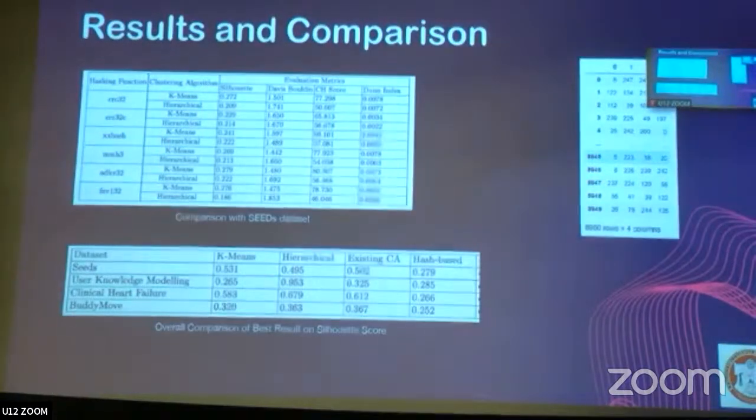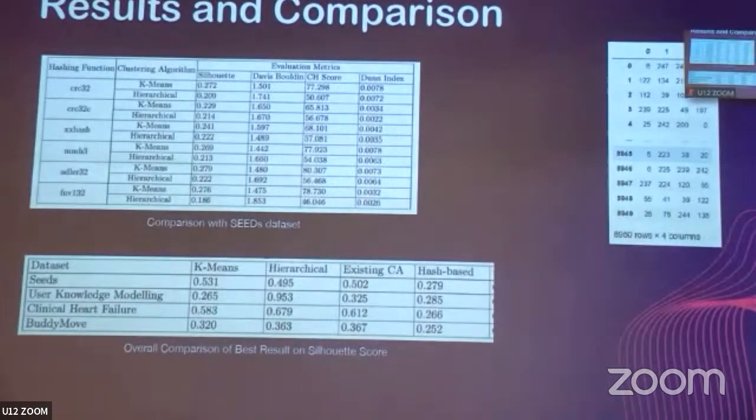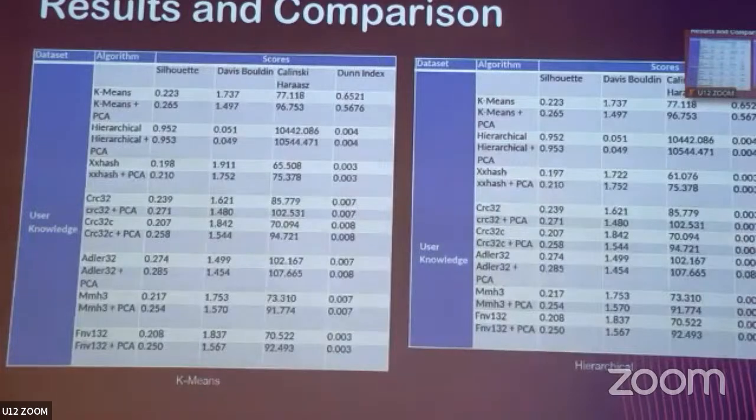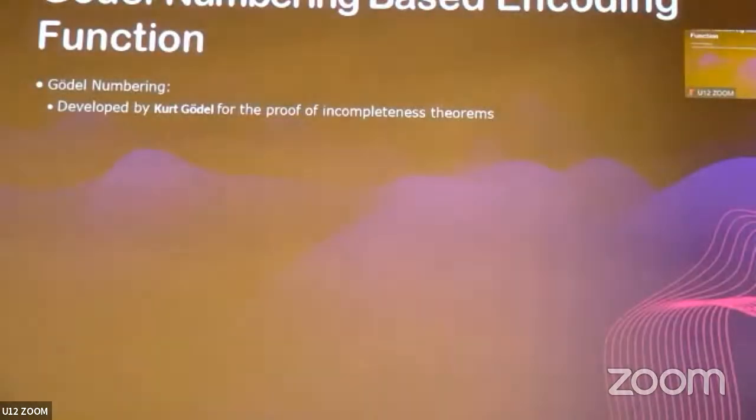Now, if you look at the results of these existing hash algorithms, you can see there is no improvement. Rather, even the performance scores are decreasing. So obviously, the existing hashing algorithms are not suitable for our purpose. It doesn't give a better score, maybe because it's not preserving the properties of the features. So we go for a new encoding technique.